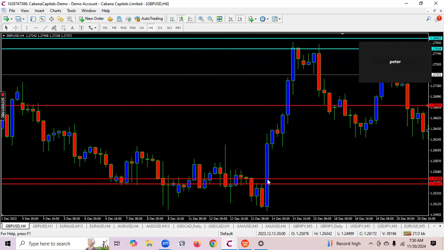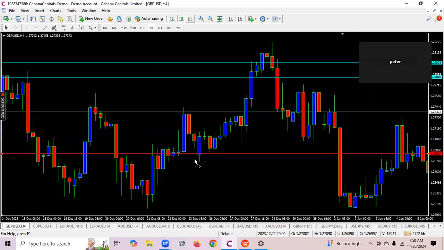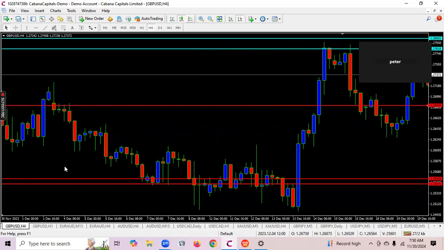This is also engulfing. You can see just this one candle engulfed 1, 2, 3, 4, 5, almost 5 bearish candles. So this is a strong bullish engulfing pattern.